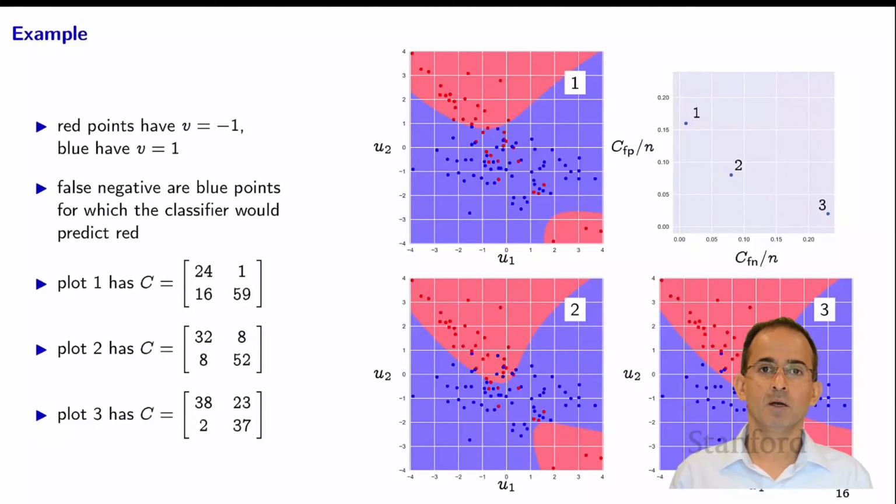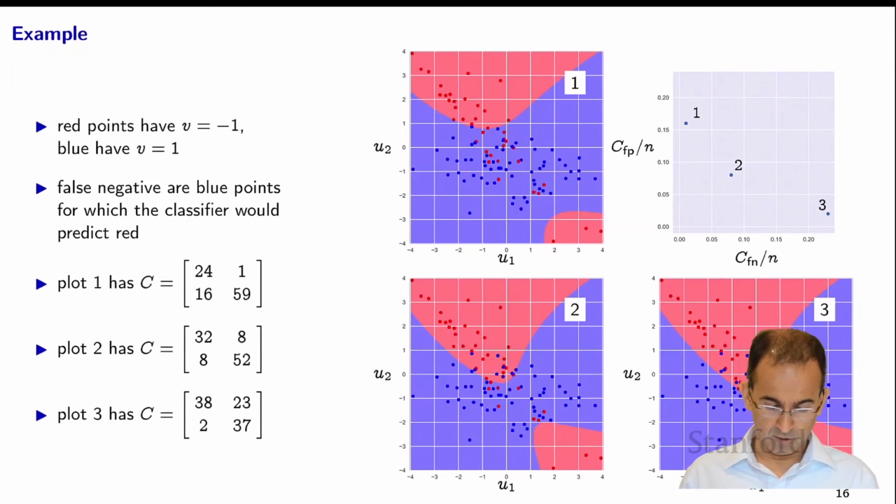Here's an example. Here we have the same data set that we showed before. We have blue points and red points. The red points are -1, and the blue points have target variable 1. We can see there are some false negatives. The false negatives are blue points for which the classifier would predict red. So, where is a false negative? There's one false negative right in there. Underneath there was a blue dot, which I will now make visible. There it is.